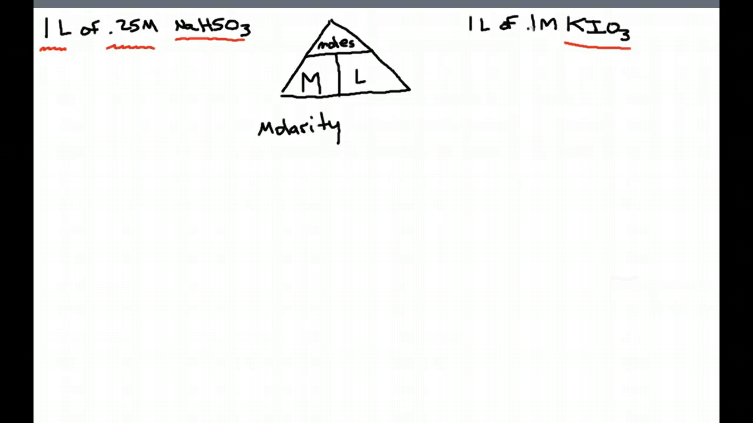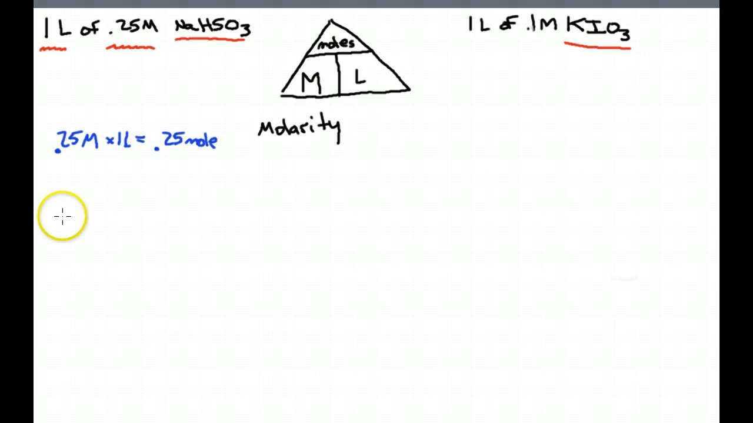Let's pick a different color here. Do some blue. So we have a 0.25 molar solution of sodium bisulfite. We're going to multiply that by our volume, which is 1 liter. Very easy math. When you need a liter of solution, we need 1/4 of a mole of sodium bisulfite.